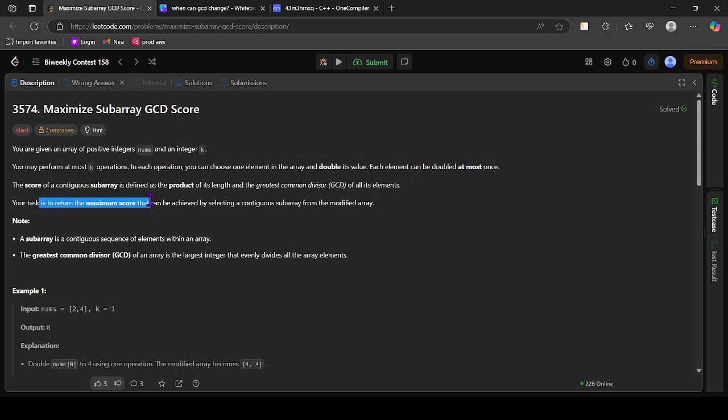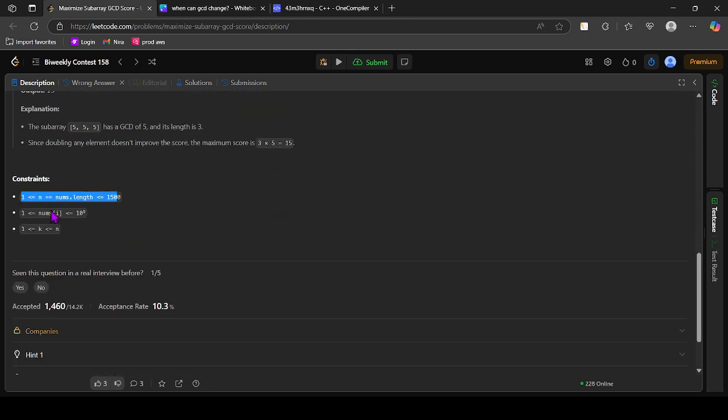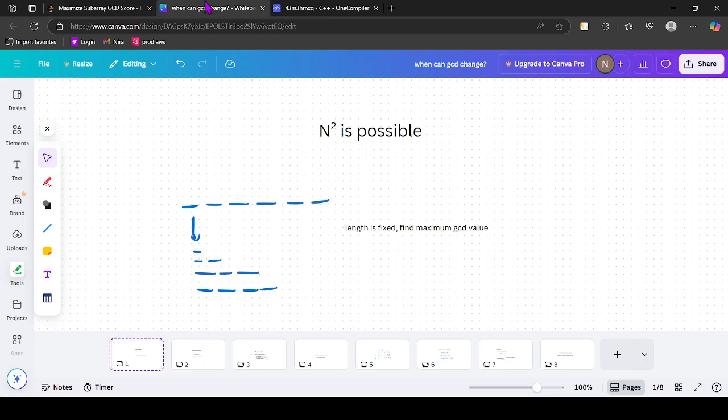Your task is to return the maximum score that can be achieved, where score is defined as the product of the length and GCD of the subarray. And the constraints are length n is up to 1500, k is less than or equal to n, and value is up to 1e9. So obviously n is less than or equal to 1500, so n square is possible.